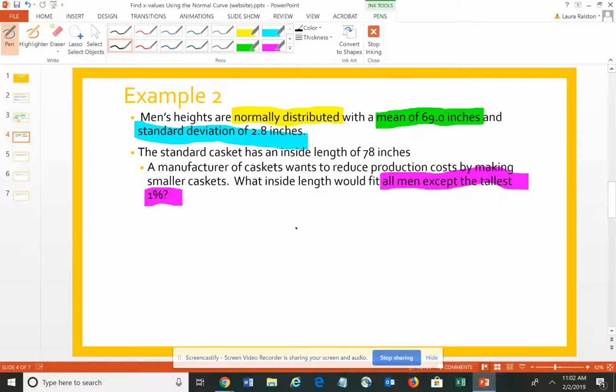So we know that our variable, the men's heights, is approximately normal with a mean of 69 inches and a standard deviation of 2.8 inches. And we're looking for the probability that our casket fits all but 1%, but we don't know what value that is, okay?